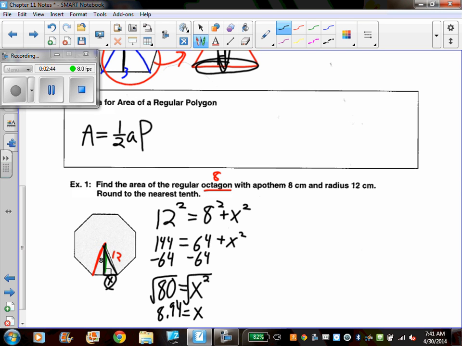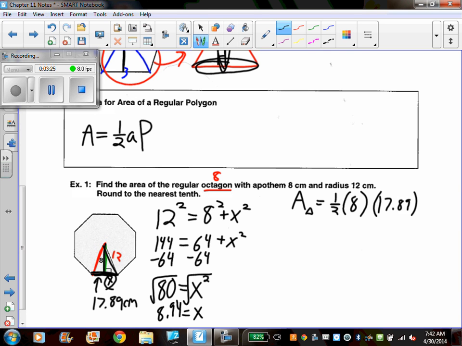And then we find out that this whole segment down here, one of the sides of the octagon, is about 17.89. I just went straight from the calculator, so I didn't get 0.88. It's going to be that many centimeters. So now, we know that in this triangle the height of it is 8, and the base is approximately 17.89. So the area of one of the triangles is 1/2 times 8 times 17.89.